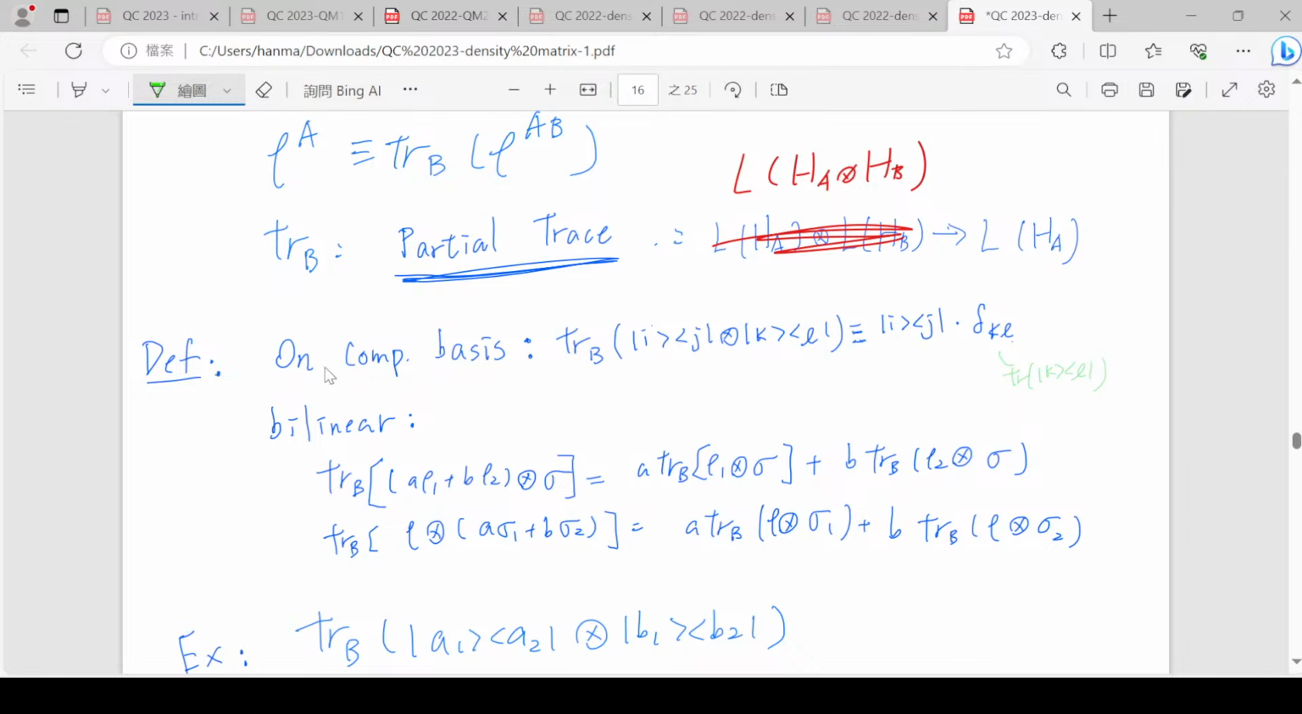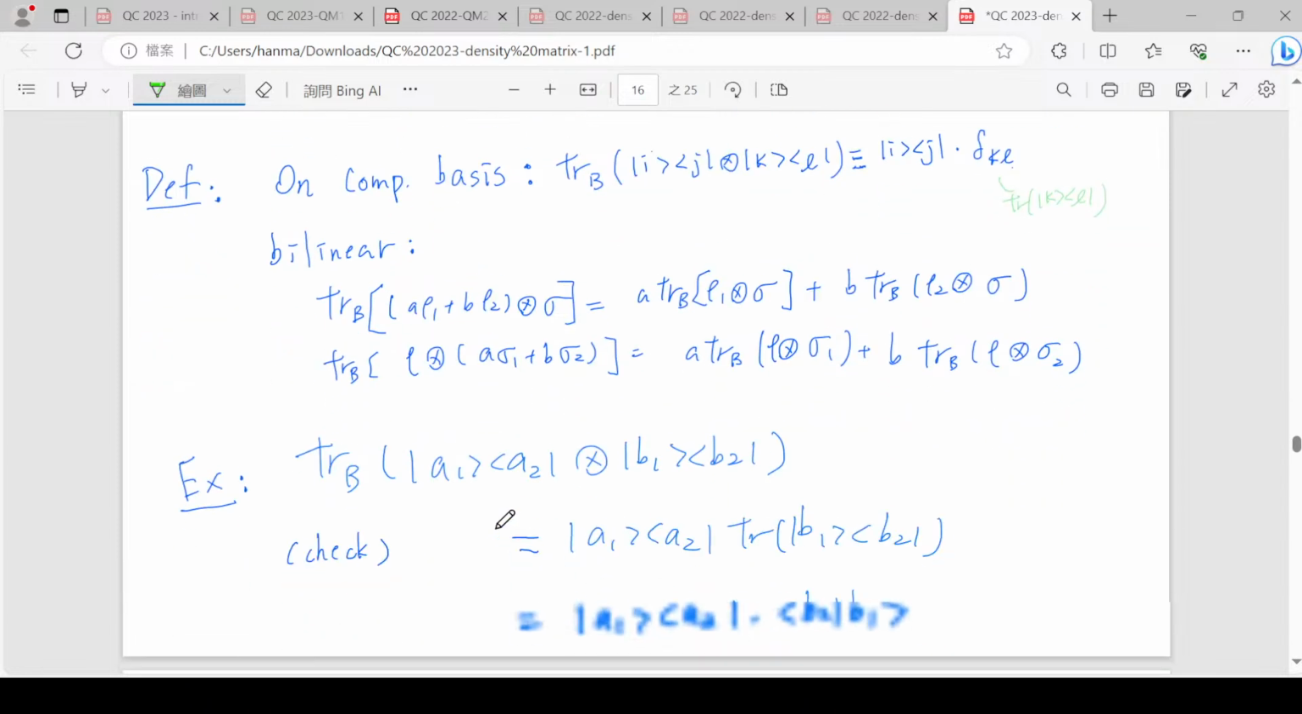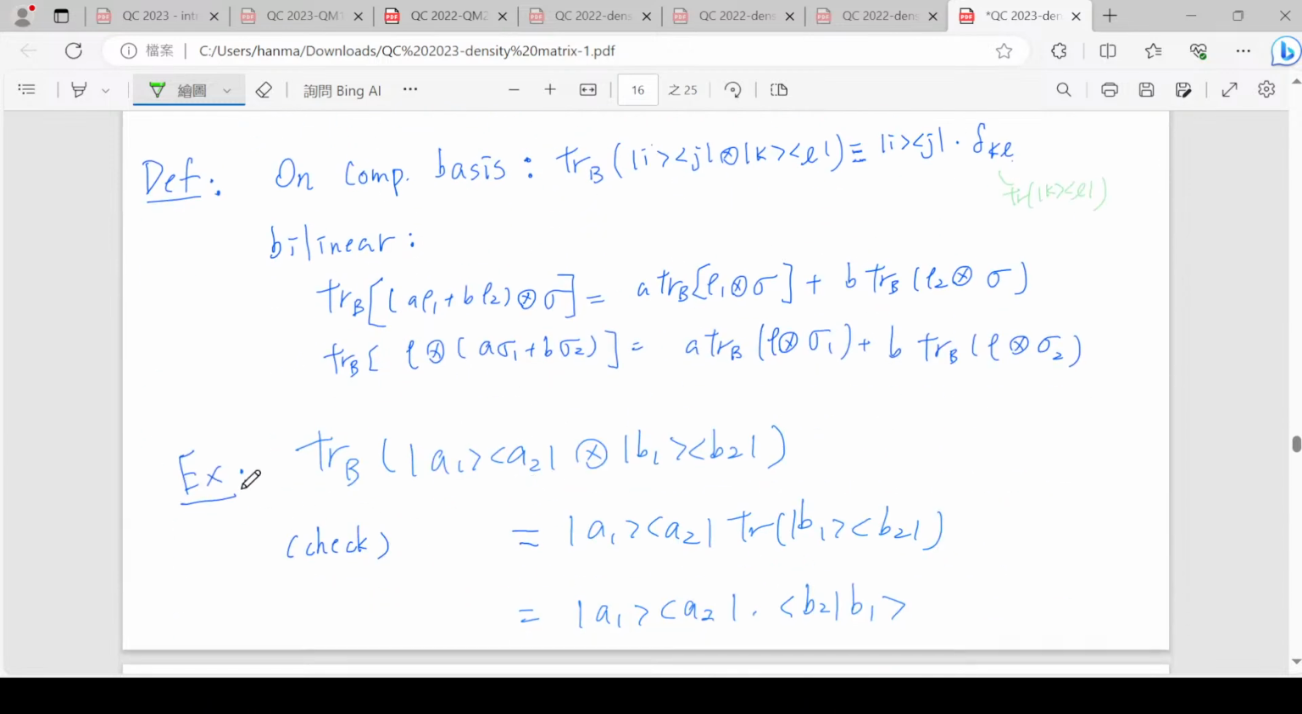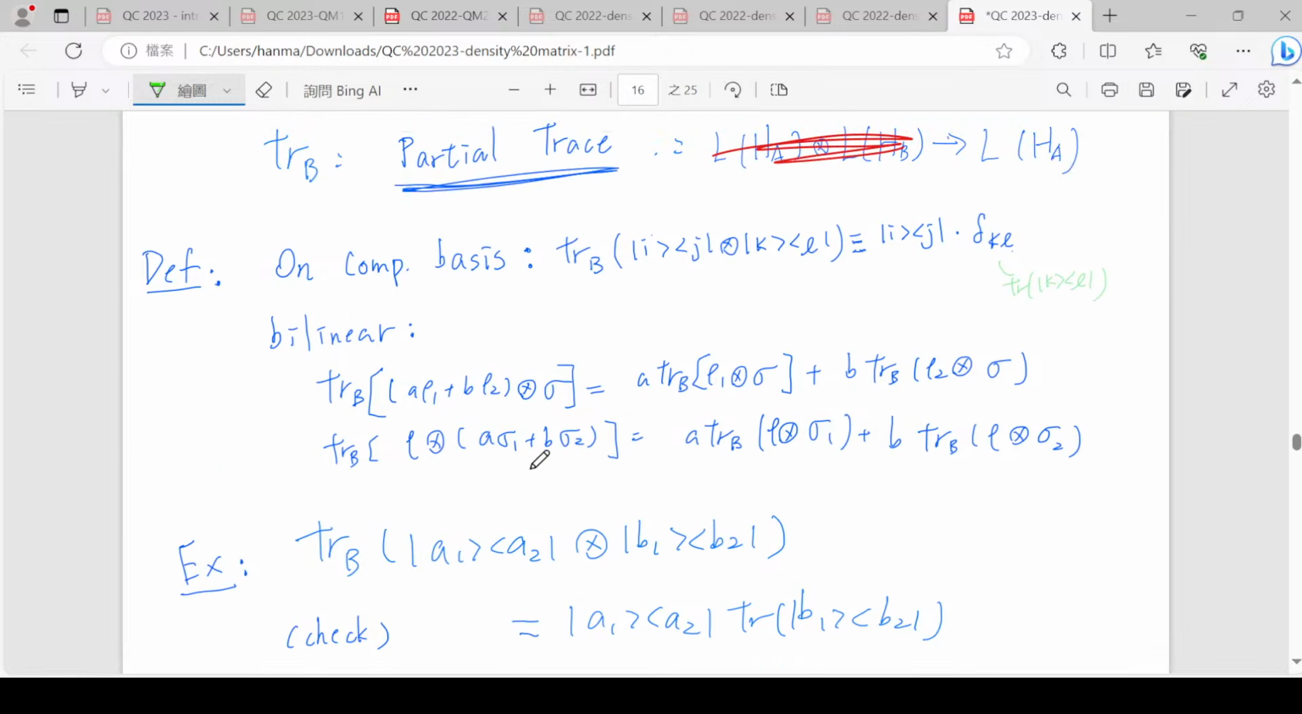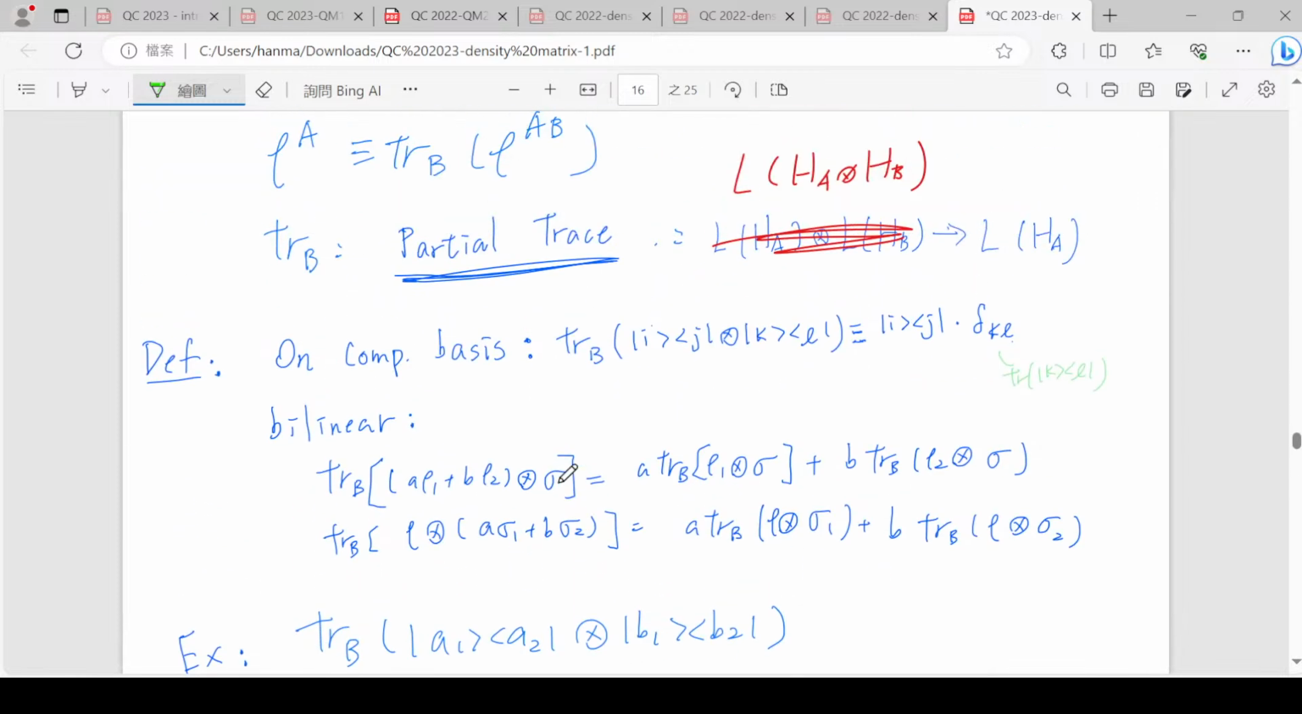And you can extend this to define this for every density matrix by just saying this is bilinear. So if you have a rho 1 plus b rho 2 on the A register, then it's just a plus b here, and also similarly on the B register you have linearity. So an equivalent definition is, you can prove that.